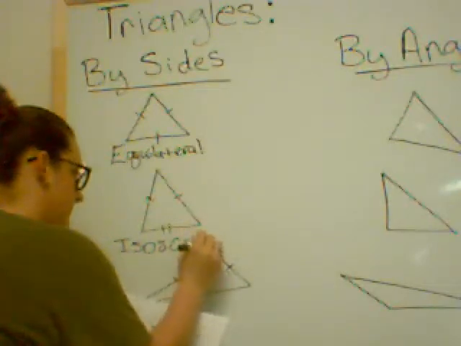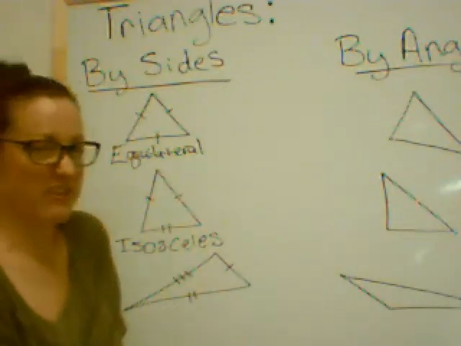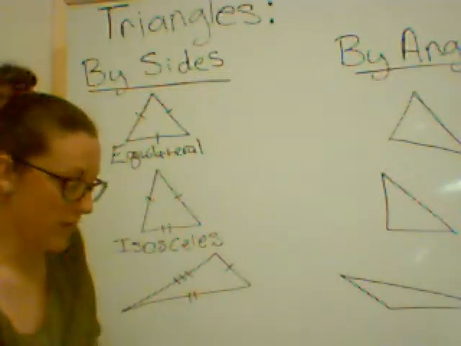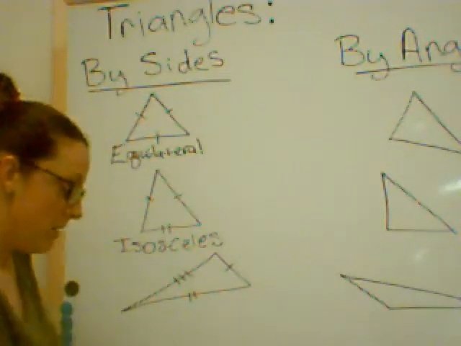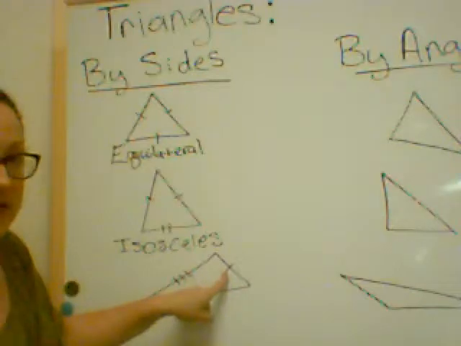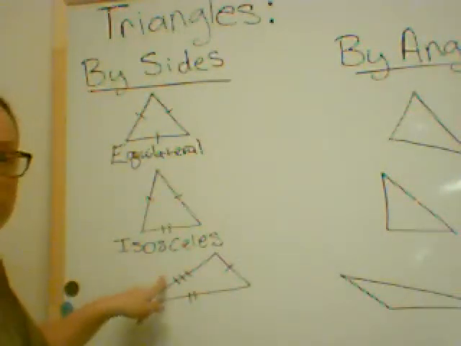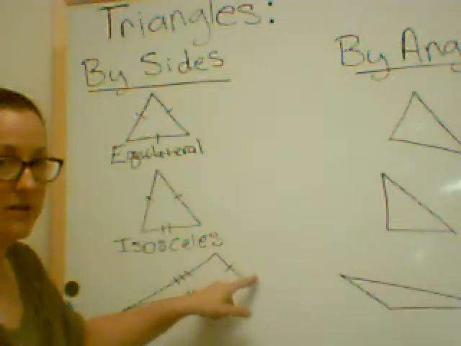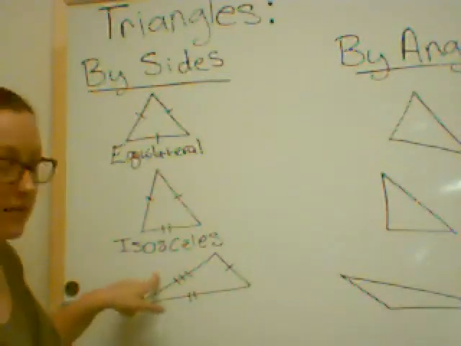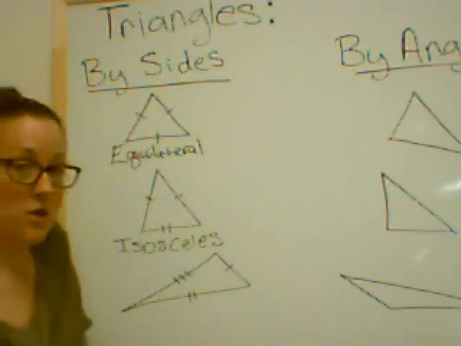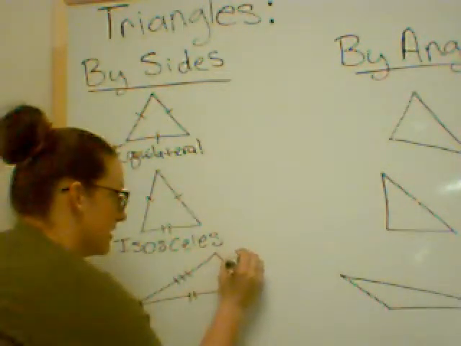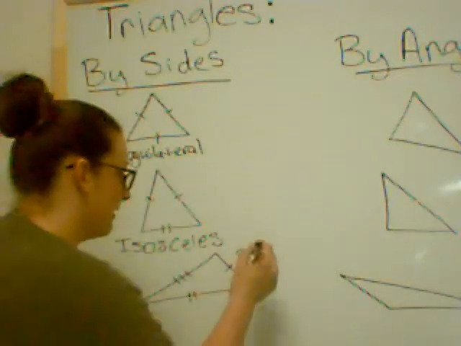Isosceles. It looks kind of funny too. Don't worry about spelling it perfectly right now. We'll work on that later, okay? Our next triangle has 1, 2, 3 different tick marks on it. So that means each side is different. Each side is unique. So a triangle that has no equal sides is called a scalene triangle. I'll write this one to the side so everyone can see it.